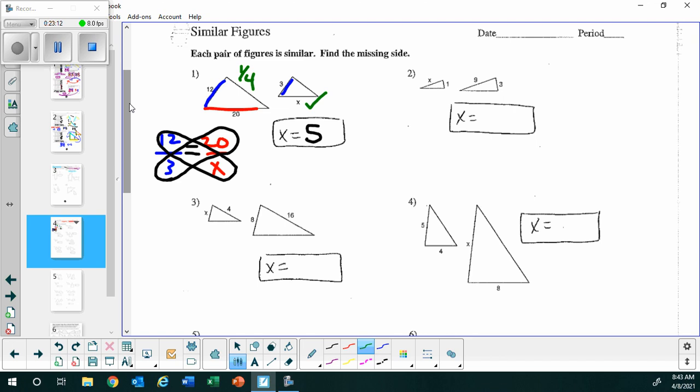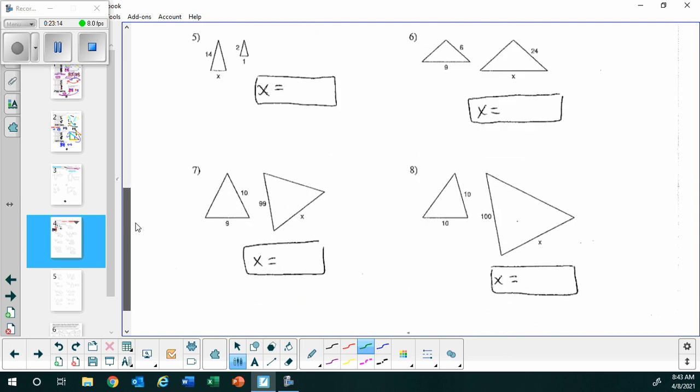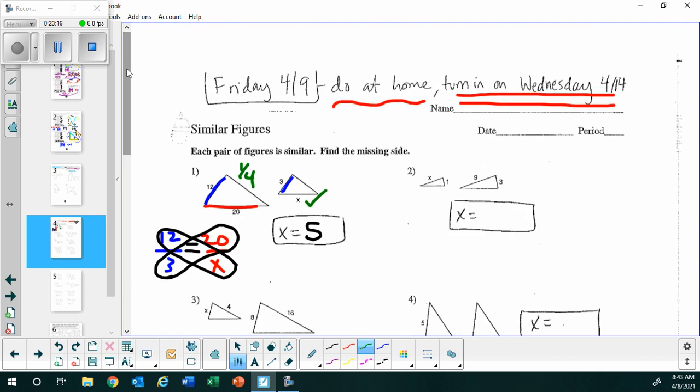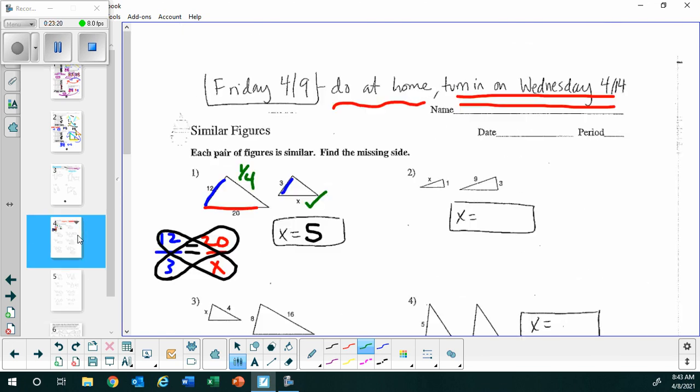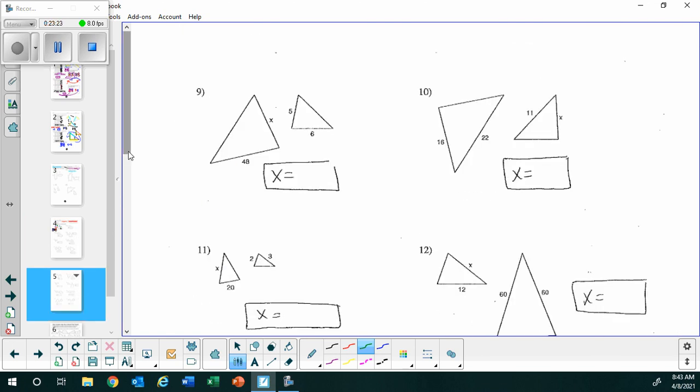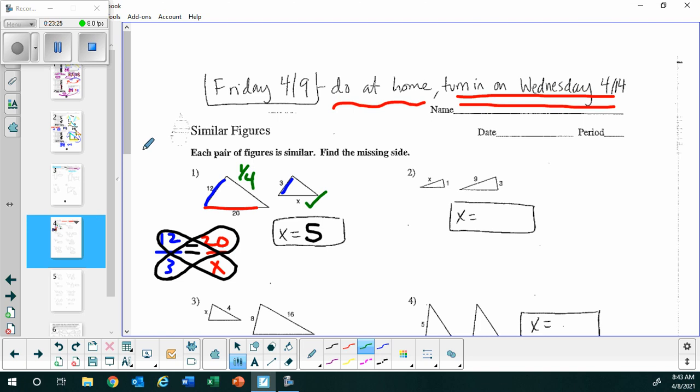All right. Now, if you're in the building, you are going to be turning this into the substitute when you're done. There is a front and a back, you guys. There is a front and a back here for practice. If you are at home right now watching this video, you're going to do this at home, and you're going to turn this into me next Wednesday when you can get back into school.